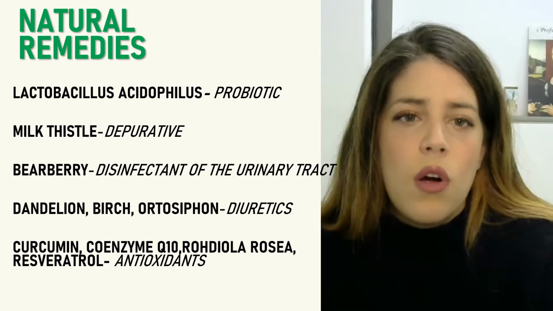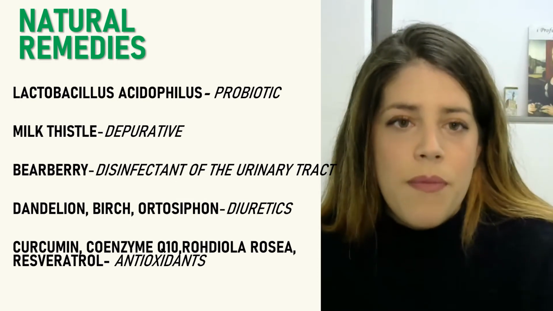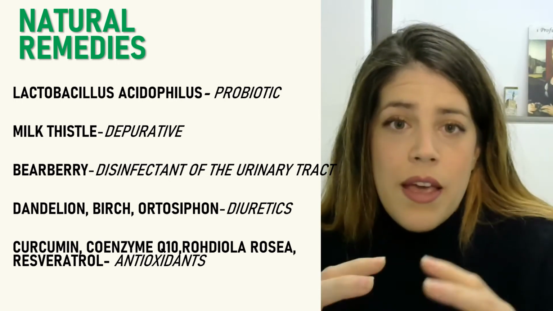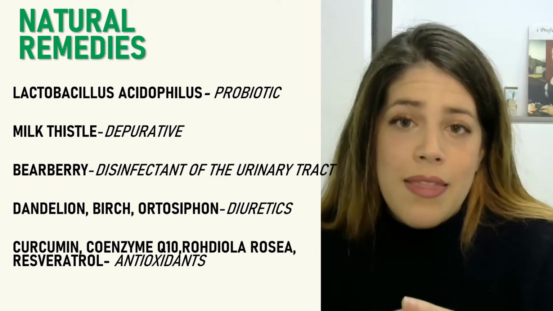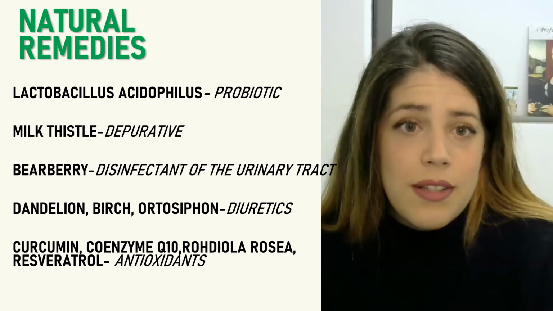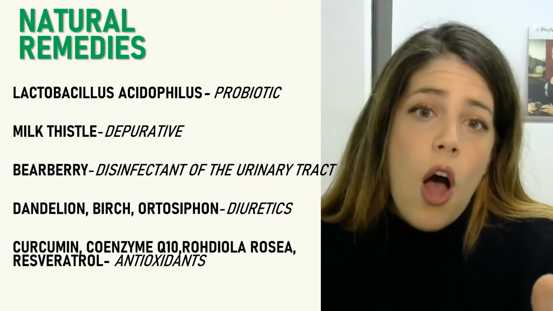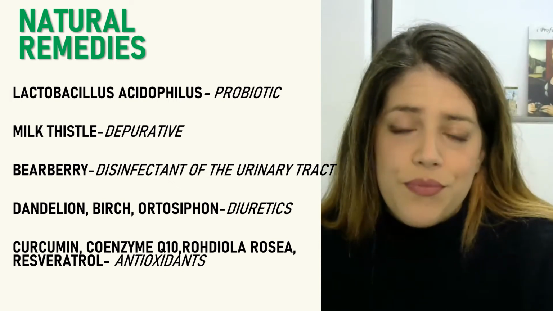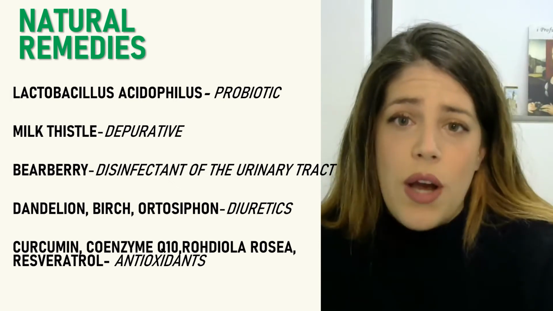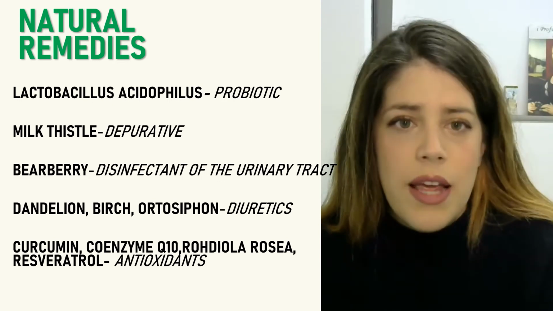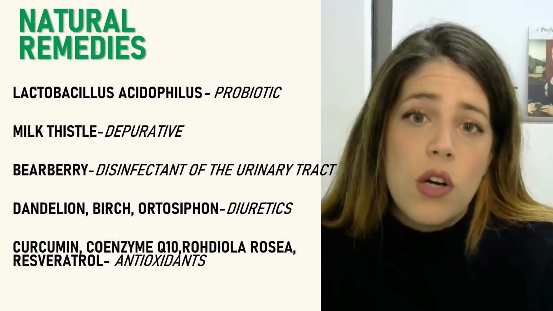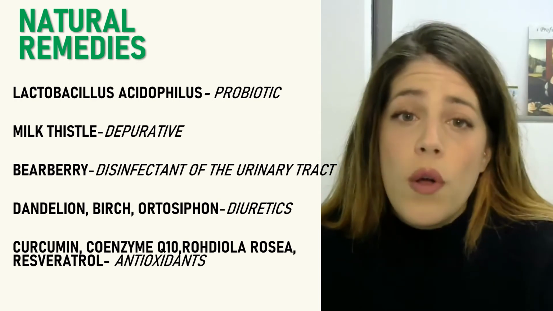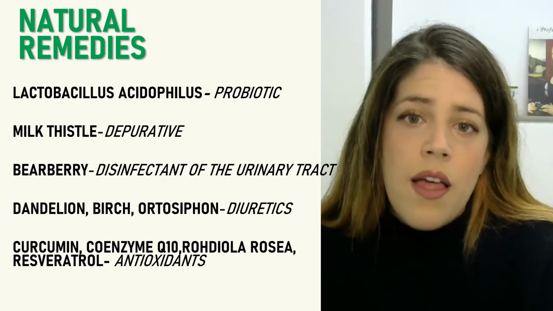Now I would like to talk about three important plants. They are dandelion, birch, and orthosiphon. They are all diuretic and they increase the excretion of toxic substances from the body. Last but not least, to protect from oxidative stress caused by infections or intoxications, it is good to use antioxidant substances such as curcumin from turmeric, coenzyme Q10, rhodiola rosea, and resveratrol.